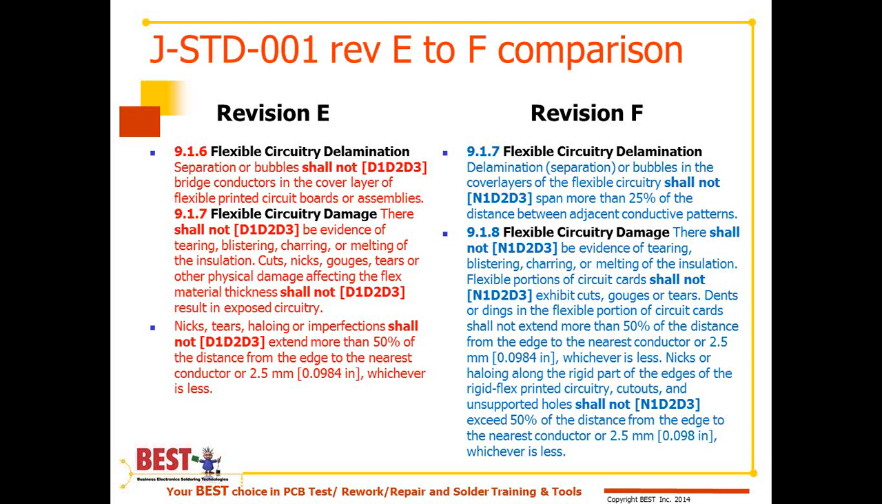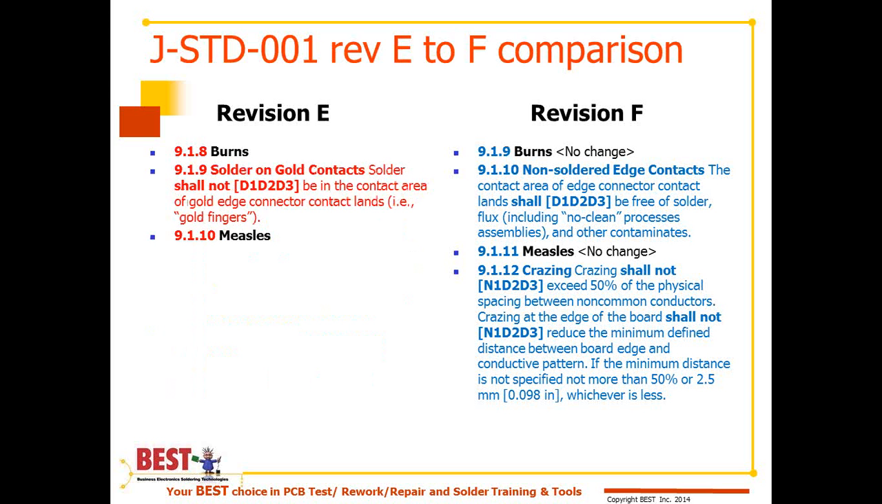And nicks or haloing along the rigid part of the edges of the rigid flex printed circuitry, cutouts and unsupported holes, shall not exceed 50% of the distance from the edge of the nearest conductor or 2.5 millimeters, whichever is less, or it's a defect for Class 2 and 3. So they've changed the wording there a bit, gives a little bit more definition of it.